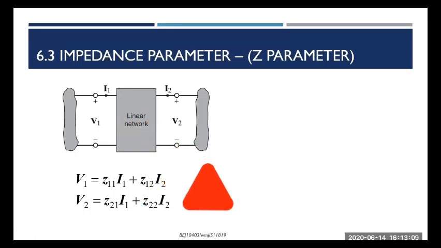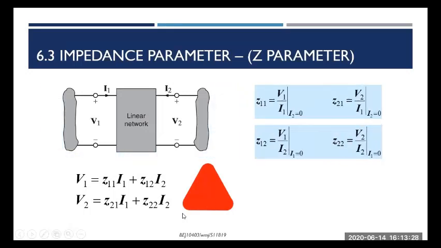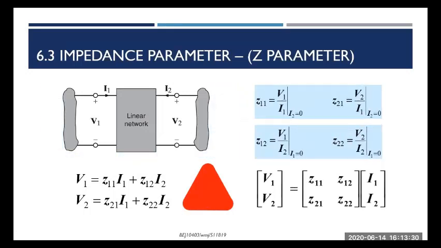So please remember this one, because this is the important equation. V1 equals Z11 I1 plus Z12 times I2. And the second equation at the output port can be taken as V2 equals Z21 I1 plus Z22 I2. Or you can represent this in matrix form: V1 and V2 equals this matrix.